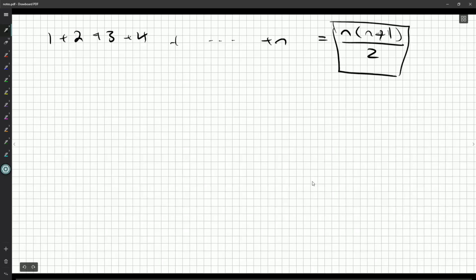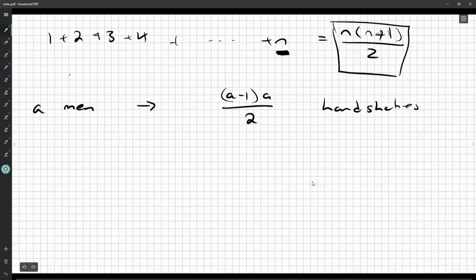Okay? So here's our formula. So if we're adding up, so for A men, there will be A minus 1 times A over 2 handshakes, because we're adding up to A minus 1. And for B women, there would be B minus 1 times B over 2 handshakes.